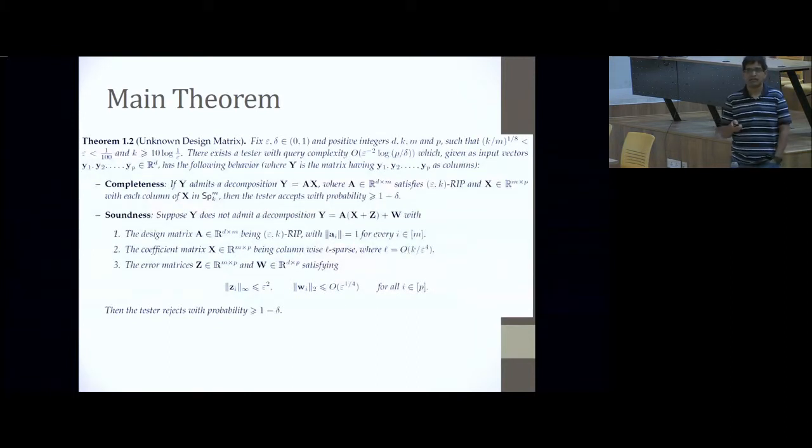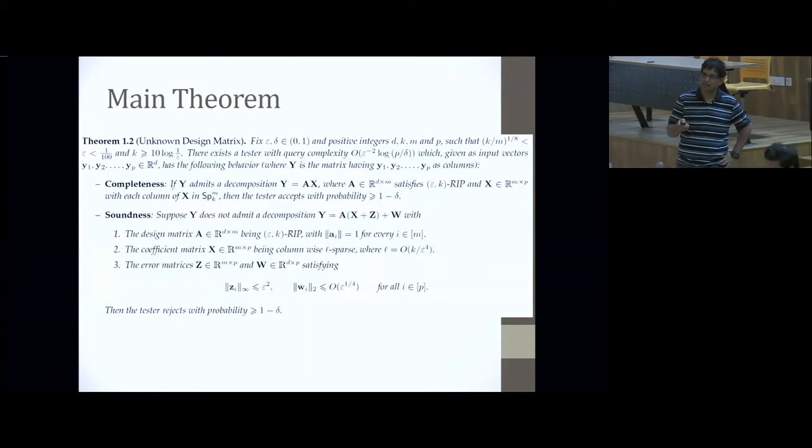The no case is a bit more complicated. This is a far case. If Y does not even admit a decomposition of the form AX plus Z plus W, where X plus Z is roughly k-sparse and W is small in some sense, and the matrix A is again RIP, and the coefficient matrix X is somewhat more than k-sparse, namely k over epsilon to the 4 sparse.